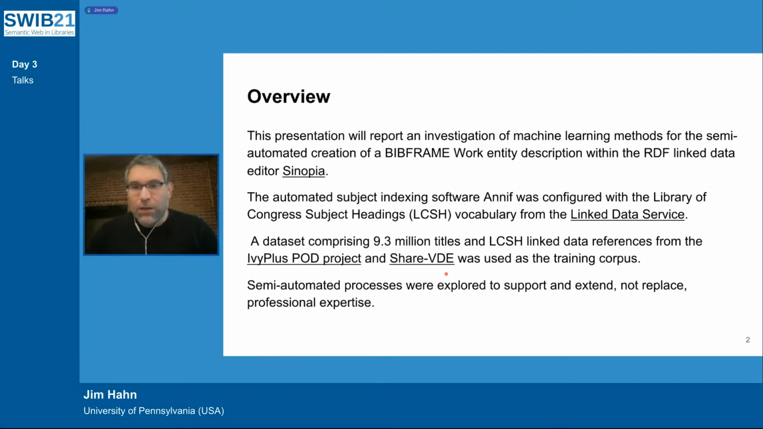in Annif, and I used some combined sources, both from libraries. There's a consortium of libraries called IvyPlus. I used selected records, and also from ShareBDE, Penn ShareBDE enriched records, and the PCC data pool enrichment as a training corpus. And really what I was hoping to do was find ways that might help catalogers in creating new linked data descriptions. And in the BIBFRAME vocabulary, it's the work description that you're pulling in subjects.